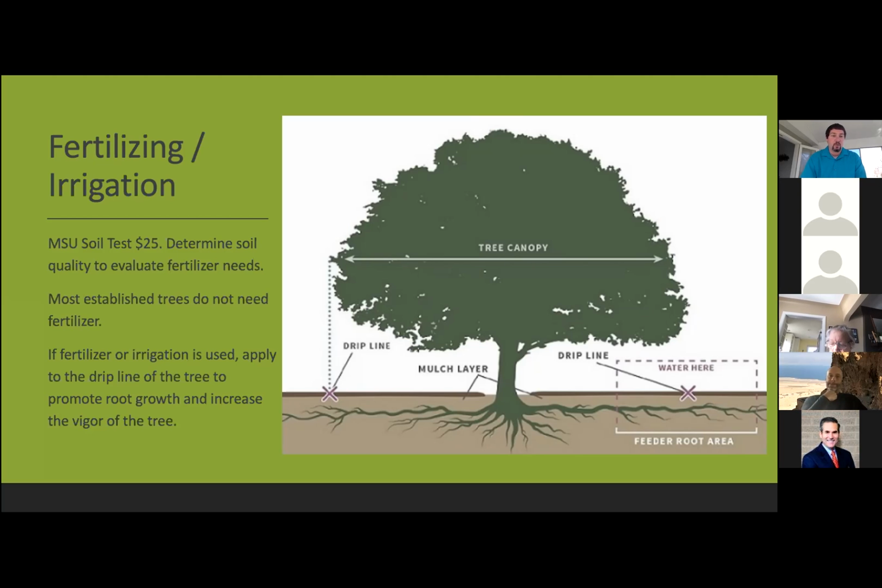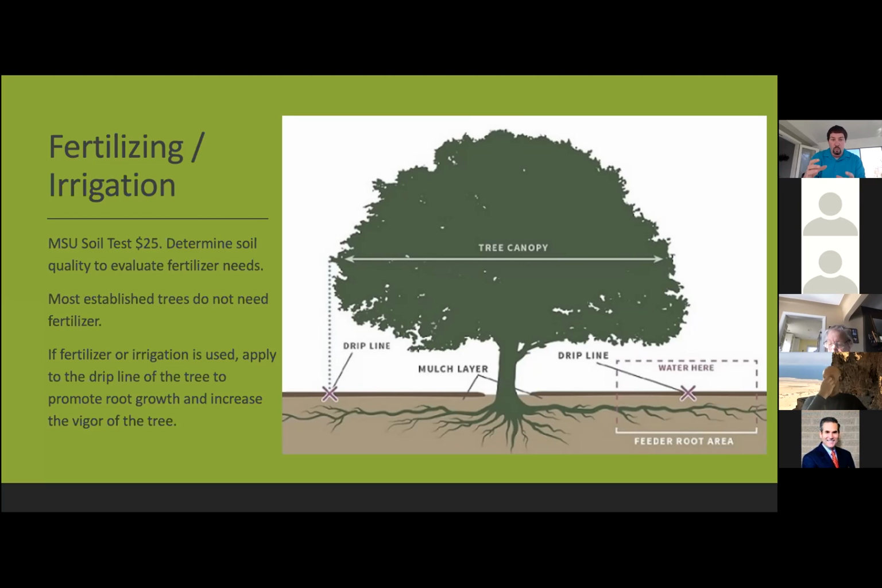You can get one at your extension office for the county, or I'm sure that you can go online to Michigan State, and there's a way that you can probably order one with COVID and everything else. I'm sure that they've tried to automate that. And you go out, you take a couple of scoops of soil from different areas around your tree.